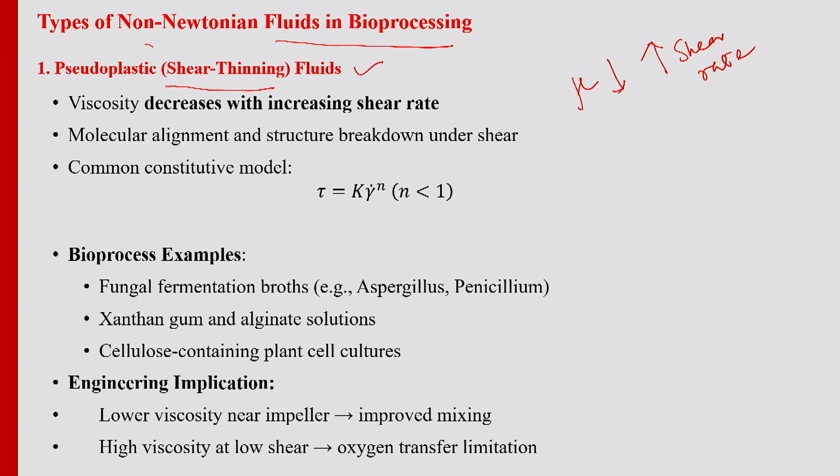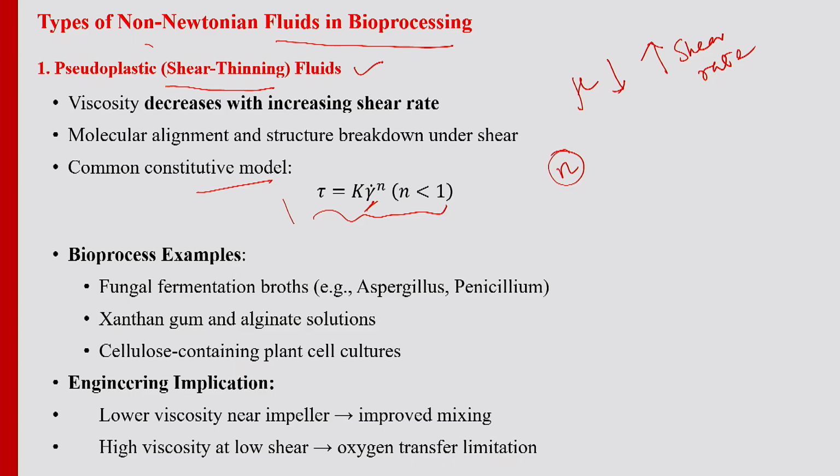The common model here is tau equal to k times shear rate to the power n, where n stands for the exponent, whether n is less than 1 or greater than 1. For the pseudoplastic, n is always less than 1. This is the normal model used for pseudoplastics.